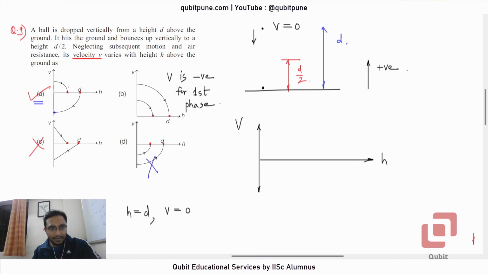Yes. h equal to d, v equal to 0. And then when h becomes 0, v is large but negative. So the curve has to be something like this. It's going to be a parabolic curve. And then why will it switch again? Because the velocity is now going to be in the upward direction. So positive but decreasing. So it's this. Positive but decreasing.